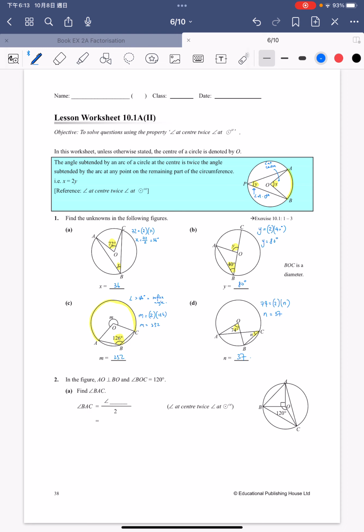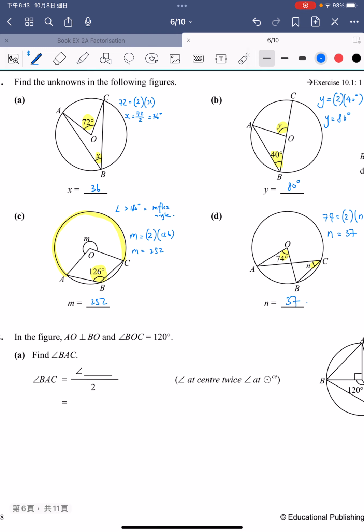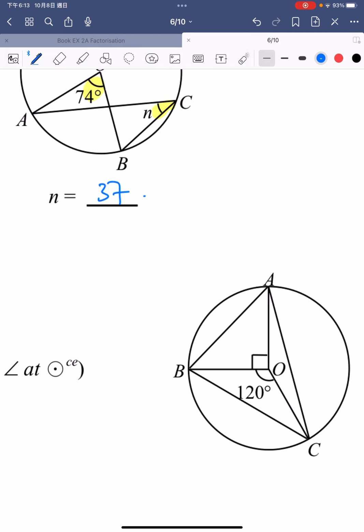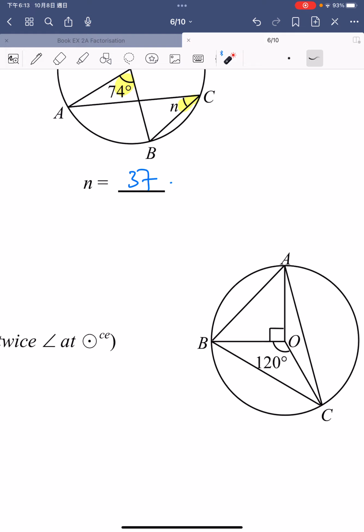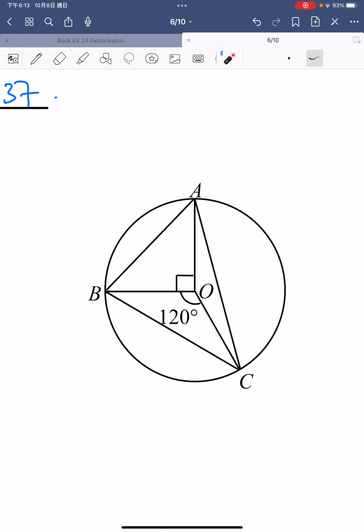Then we can do question 2. Question 2 is asking about angle BAC, and we have AO perpendicular to BO. Let's understand the question first. AO is perpendicular to BO, which means we have a right angle here, and we have angle BOC here. The angle we are going to find is angle BAC. To find BAC, we need to locate it first. So this is our angle BAC.